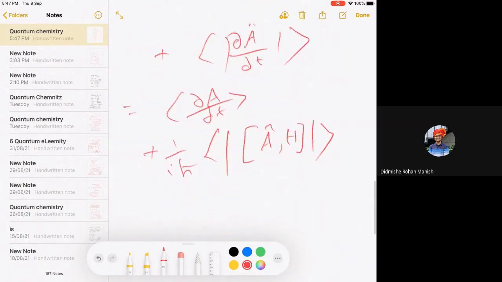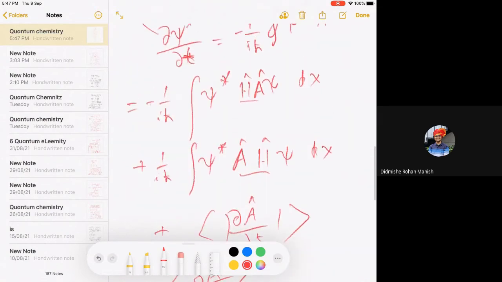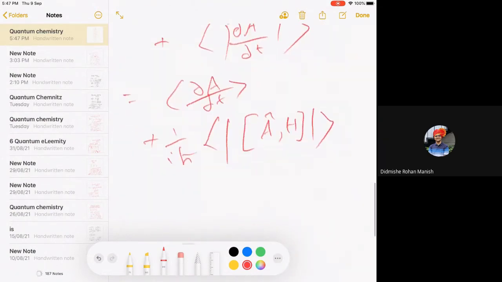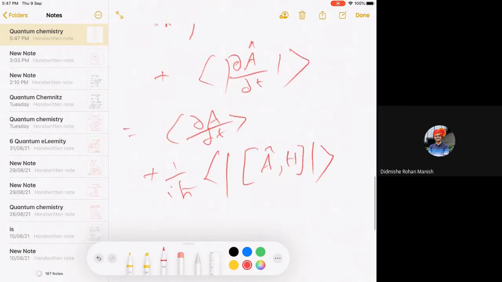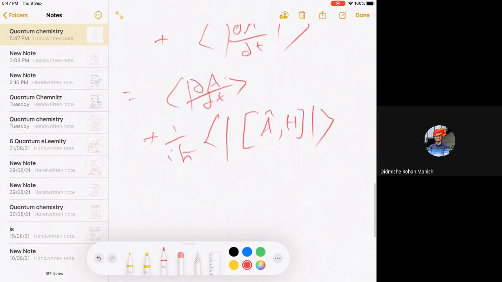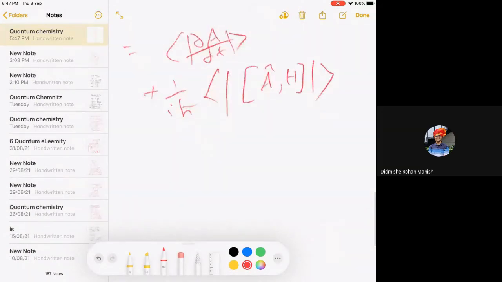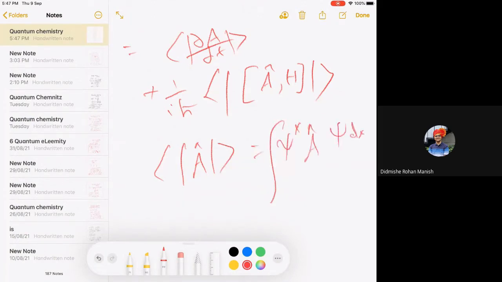Why is the modulus sign being put in? What is the modulus sign? In ∂A/∂t, I mean from ∂A/∂t also, and the commutator also. This is the Dirac notation. Sorry, I'm not putting it consistently everywhere. So Dirac notation is this: A is ψ star. This is just a Dirac notation. There is nothing great about it. Sometimes I'm not putting it consistently.